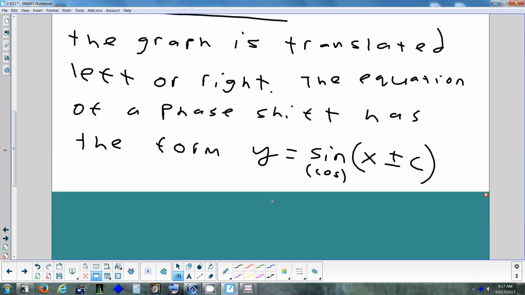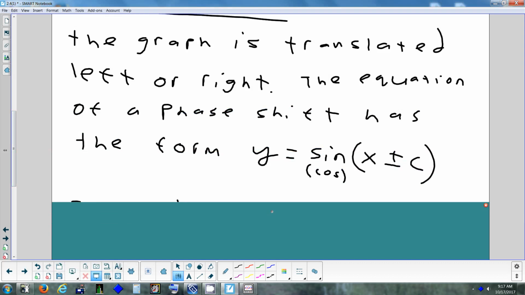And for a phase shift, depending on which way you want to shift, left or right, you either add or subtract it inside the parentheses. Okay, so if you want to shift a graph left or right, you either add or subtract inside the parentheses. Okay, so here's an example of a phase shift. That's a phase shift by pi over 2 radians. Or you could say it's a phase shift by 90 degrees.